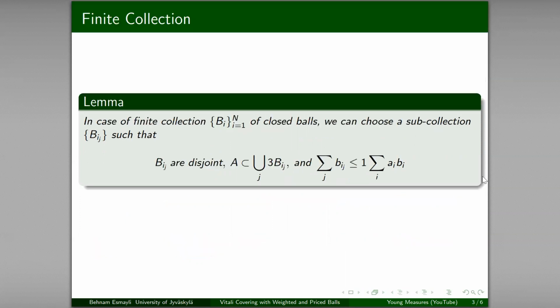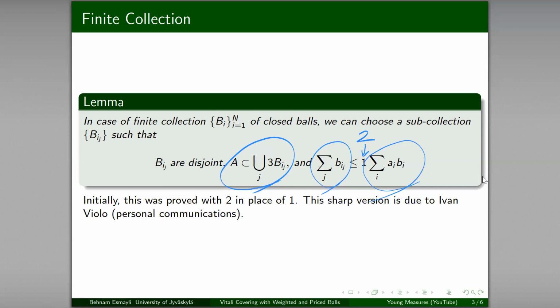So the theorem follows quite routinely from the finite version. So everything as before, except that the collection of balls you start with this time is finite. In this case, the claim is still similar. So you find the subcollection that covers after 3 dilations. The price you pay for those is bounded by this weighted average. And this time you have this sharp upper bound of 1 and not 8. In the paper we had 2, which was then sharpened by Ivan Violo. That version has never been published. And this time around, the balls you pick are going to be disjoint as well.